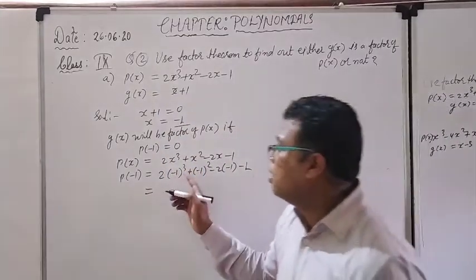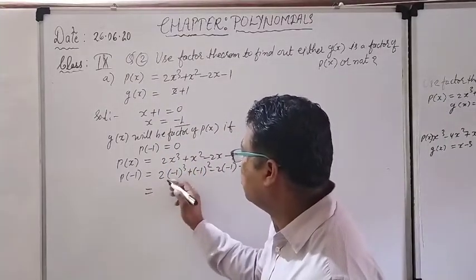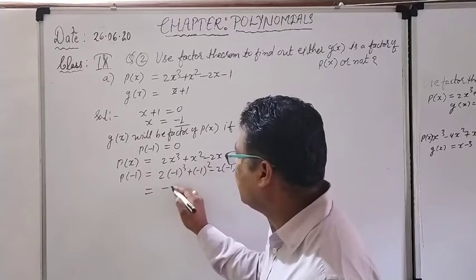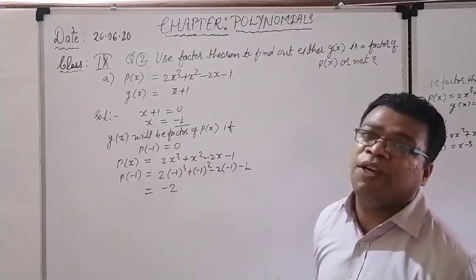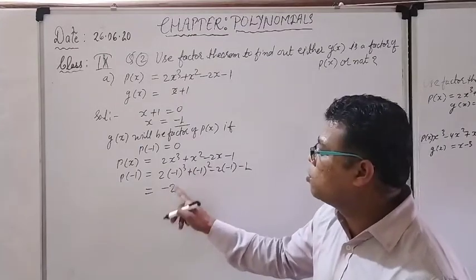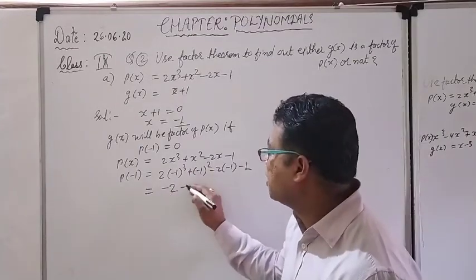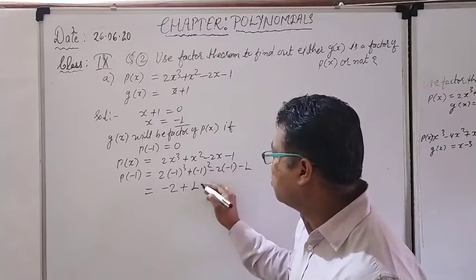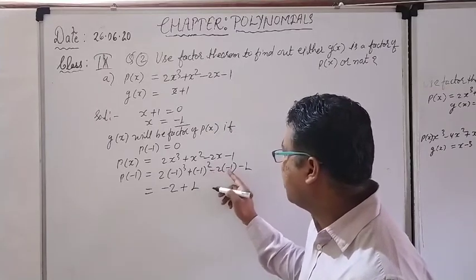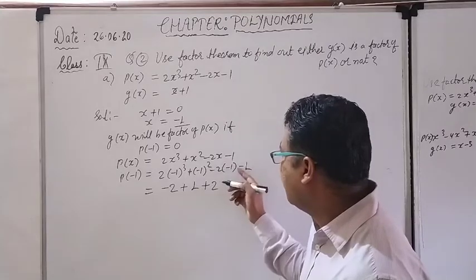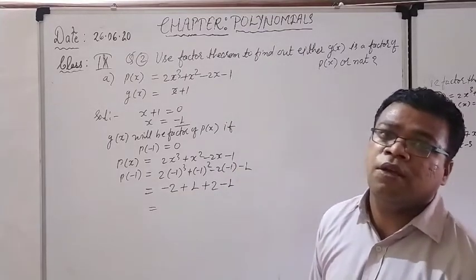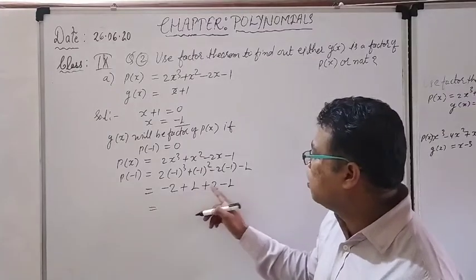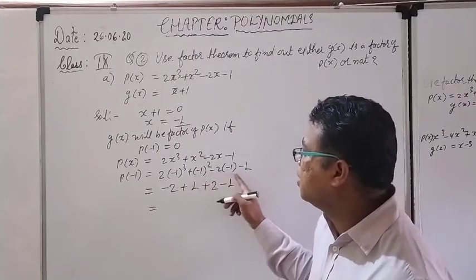Right now this is the time to solve. 2 into minus 1 cube: minus 1 cube gives me minus 1, so 2 into minus 1 is minus 2 directly. Plus minus 1 square gives me plus 1, and here minus 2 into minus 1 gives plus 2, and this is minus 1. Once again you can solve slowly, no problem. Minus 2 plus 1 plus 2 minus 1.